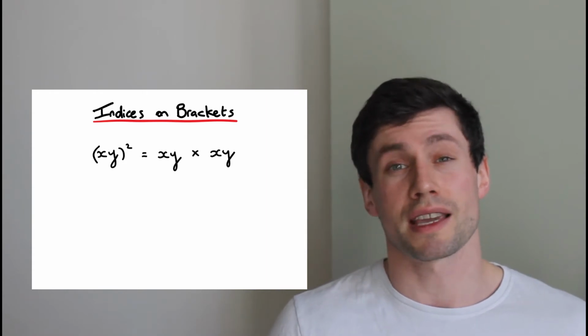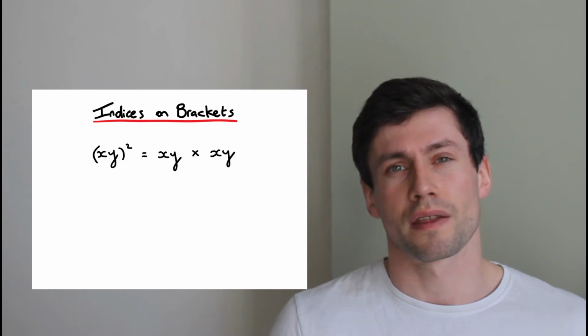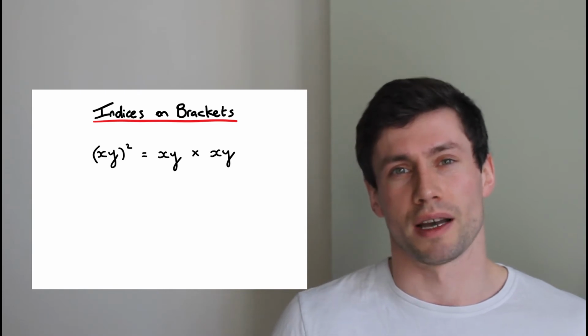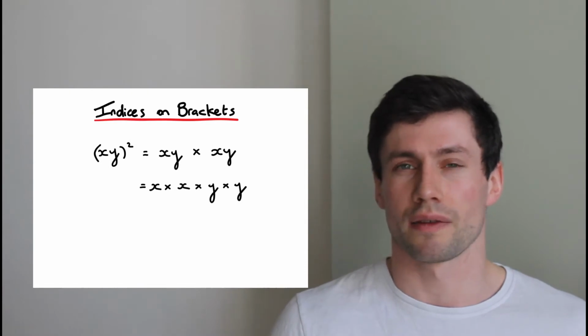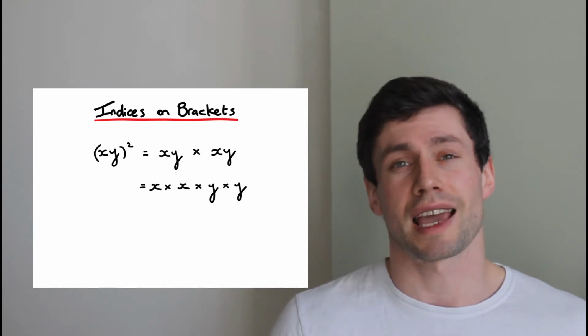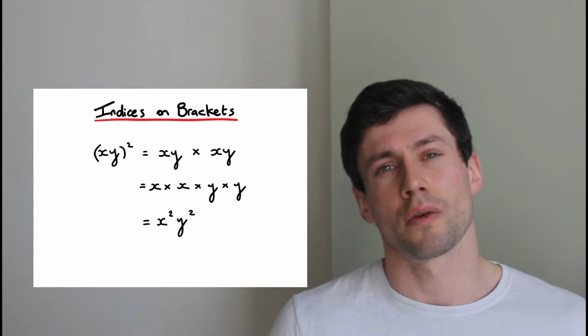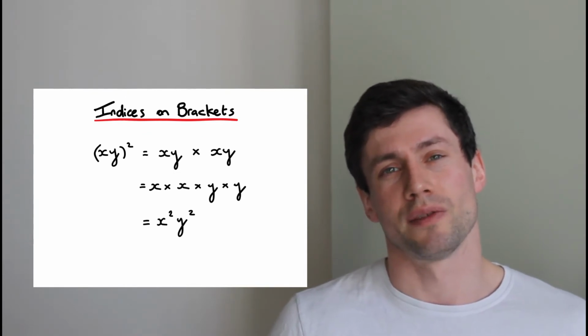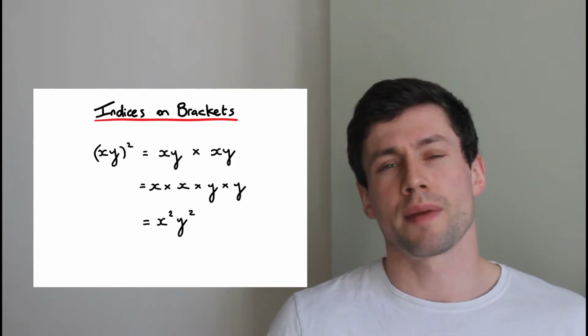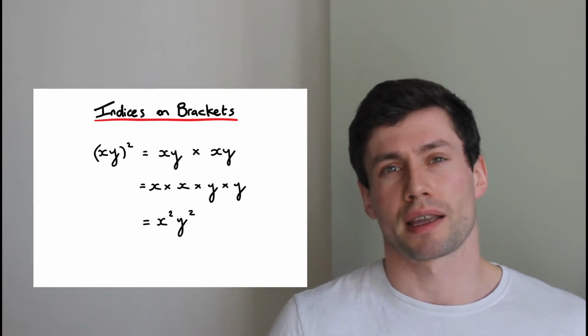2 times 3 equals 3 times 2. Therefore, we can write this x times y times x times y as x times x times y times y, and we could then write this as x squared, y squared. We can see from this example that the power outside the bracket has been applied to both of the symbols inside the bracket. We might, however, also have a number inside the bracket.